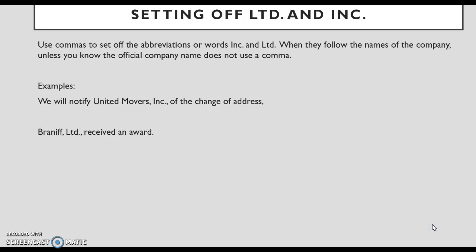Setting off Ltd. and Inc., that's limited and incorporated. Use commas to set off abbreviations or words, Inc. and Ltd., when they follow the names of the company, unless you know the official company name does not use a comma. For example: We will notify United Movers, Incorporated, that's the Inc., of the change of address. Braniff Limited received an award.